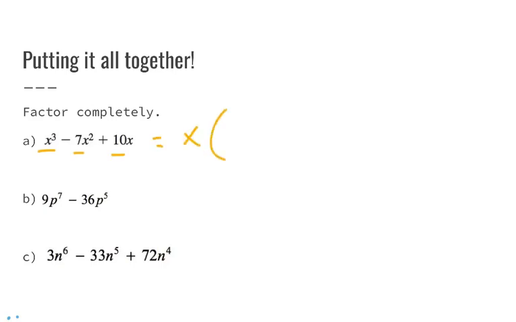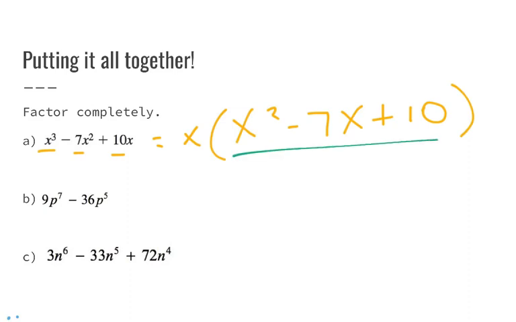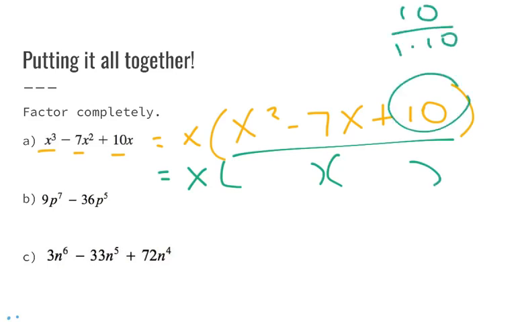So in this first one, I noticed they all have an x. So take an x out and let's see what we have left. So that would be x squared minus 7x plus 10. But the other thing I'm noticing is this is just a quadratic. So let's see if I can break that part down further into two groups. So factors of 10 would be 1 and 10 and 2 and 5. Will any of those add to get me to negative 7? Yeah, 2 and 5 will if they're both negative.